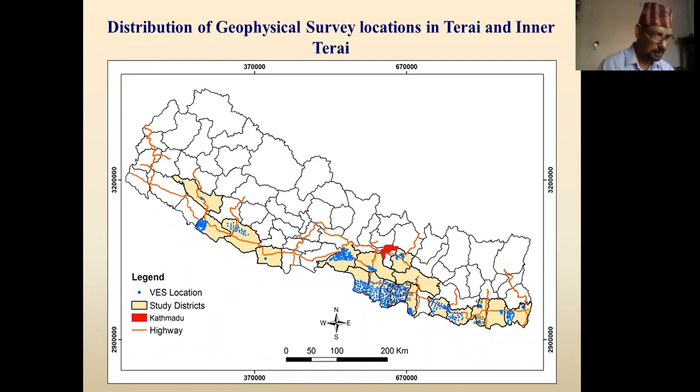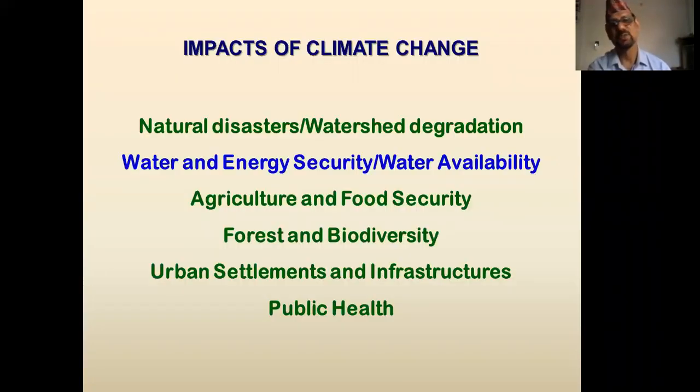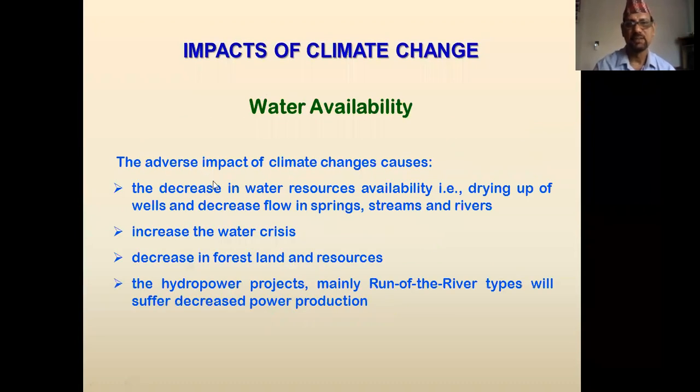So this is the availability of groundwater normally in the different physiographic regions of Nepal. But what are the challenges? The most important challenge being talked about is climate change. There are so many sectors affected by climate change, and I will talk about water availability. Decrease in water resources, drying of wells, decrease in flow of springs, streams, and rivers. We have been experiencing this, whether it is because of natural climate change or man-made climate change.